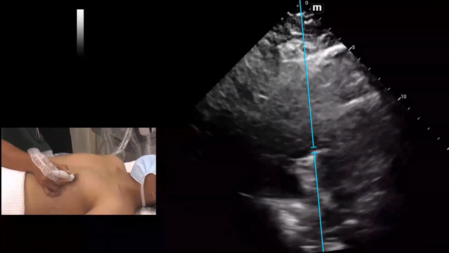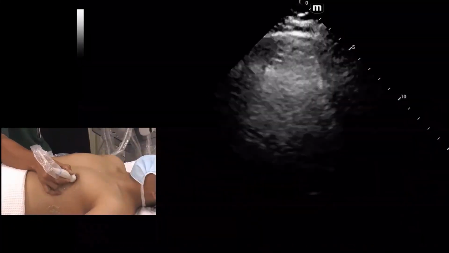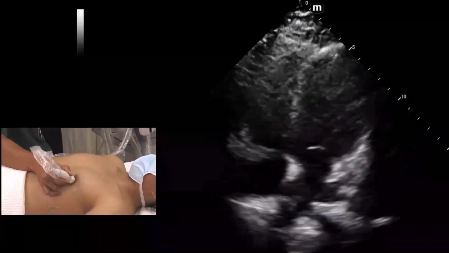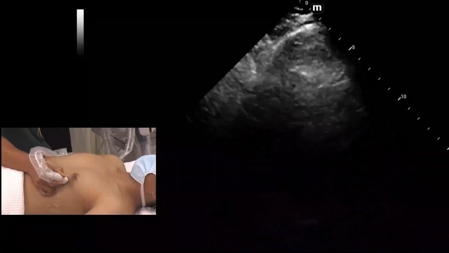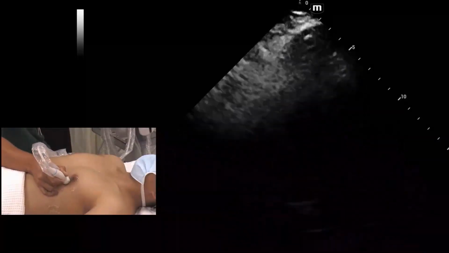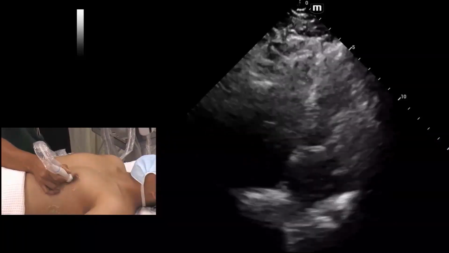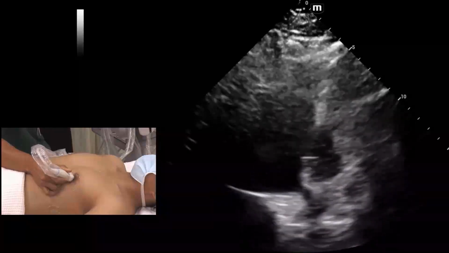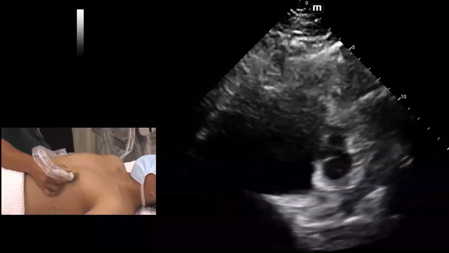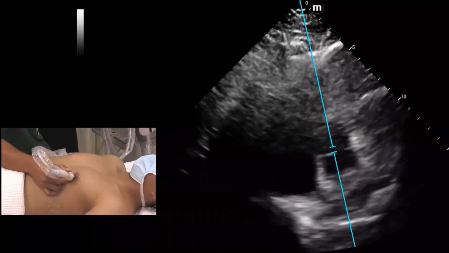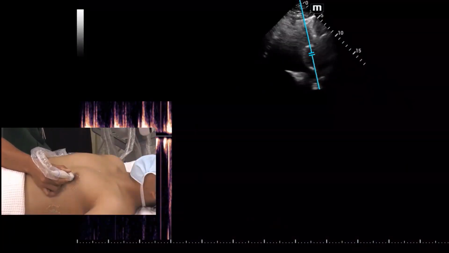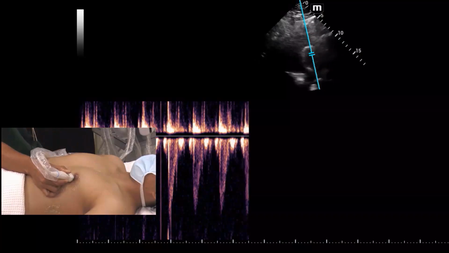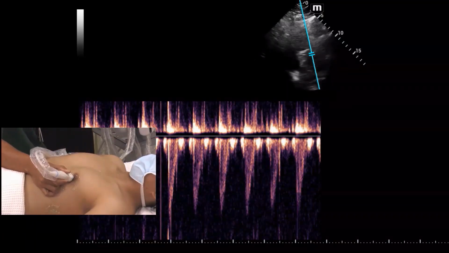So I repeat how to get this. Get the 4-chamber. Okay, 4-chamber. Take it anteriorly. Okay, get the 4-chamber. Take anteriorly. It's not easy. Take it anteriorly. All right, and put the cursor at the tip. Okay. There is a variability.